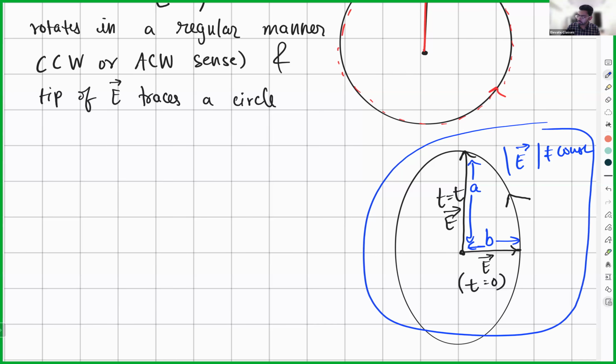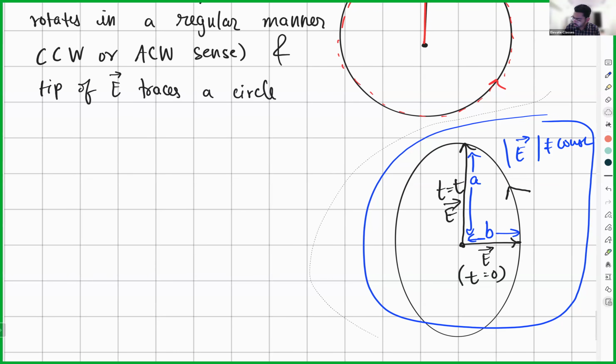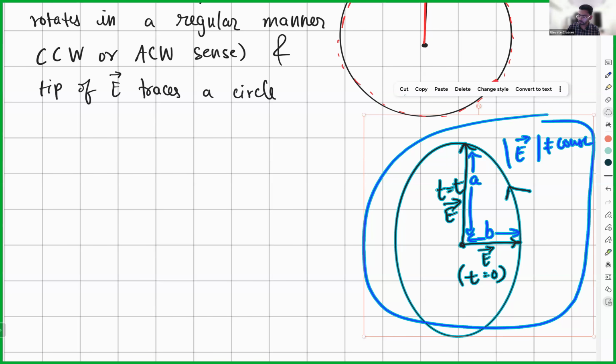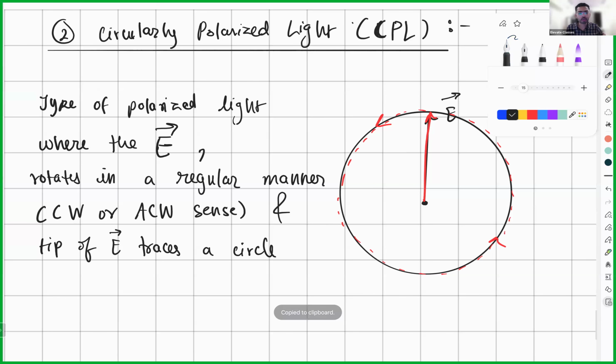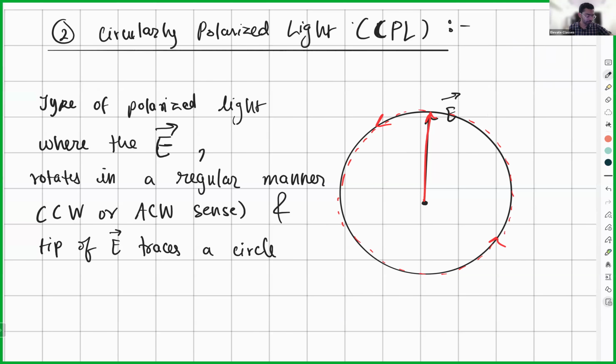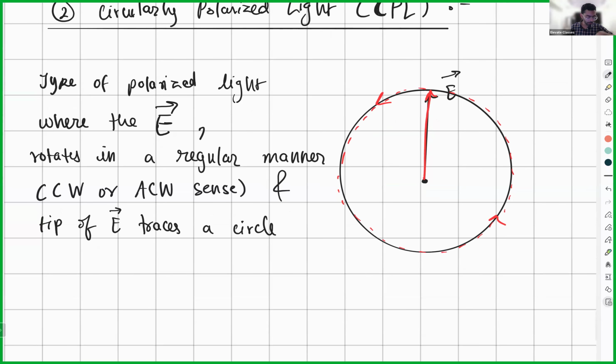Okay, so let me rub this one because it is not to be mentioned over here. So this will happen only for circularly polarized light. That is what I have explained. Okay.